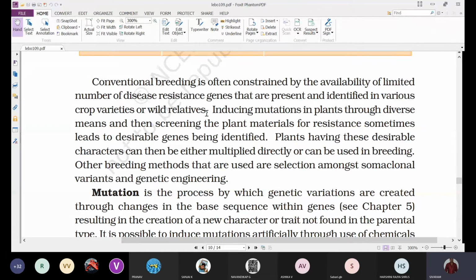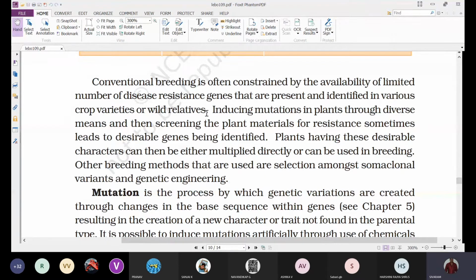Now what we can do, we can develop many plants by using certain methods directly, or we can use a breeding program. That means the conventional breeding. That means whatever variety is obtained with the disease resistance is crossed with a high yielding variety, so that we can introduce this disease resistant gene into that high yielding variety.